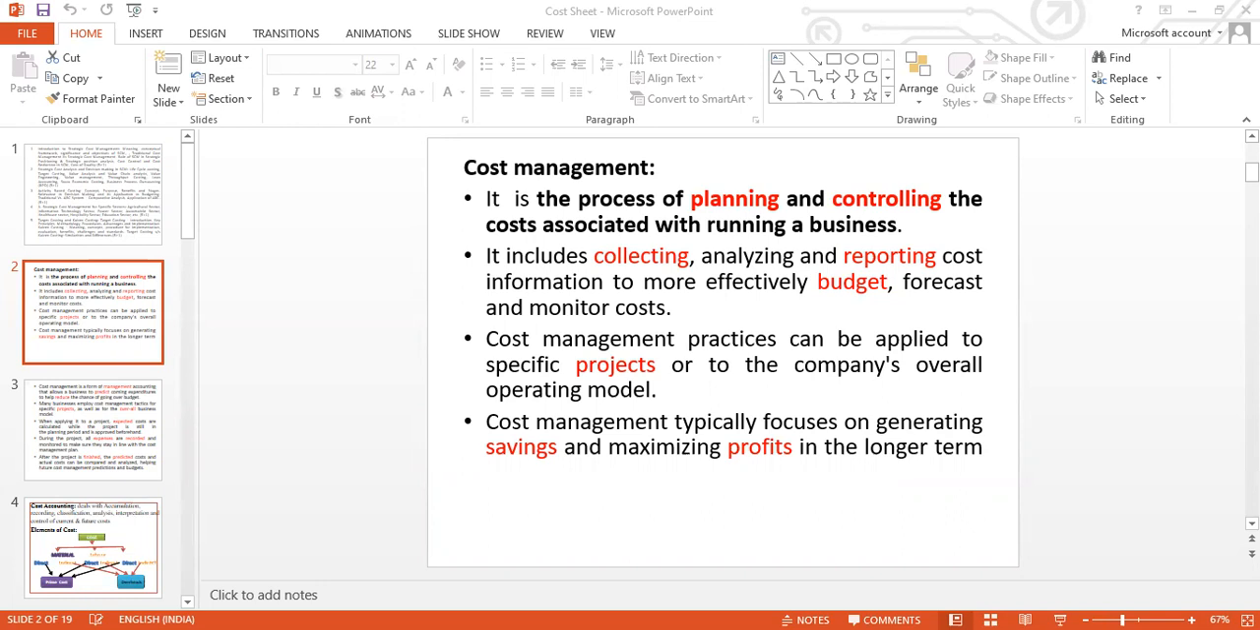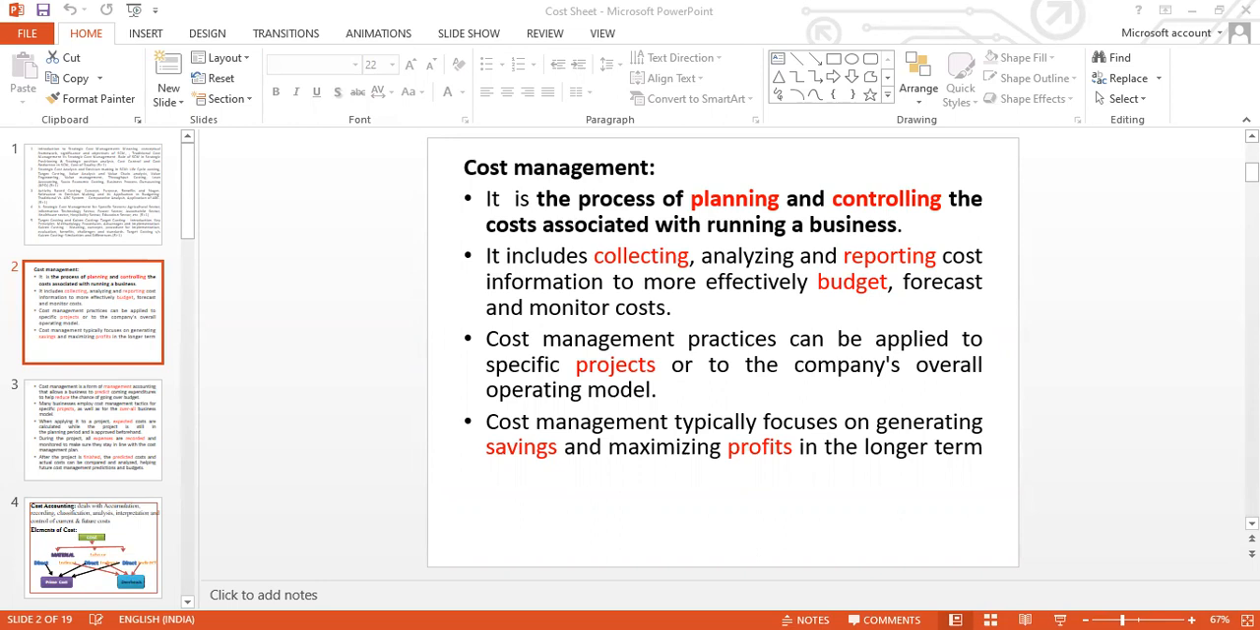So prime cost means what? All direct expenses: direct material, direct labor and direct expenses. These three are called the prime cost. And all indirect material, indirect labor and indirect expenses are called overheads. So if I calculate the cost of production, I have to add direct material, direct labor, direct expenses, then indirect material, indirect labor and indirect expenses.